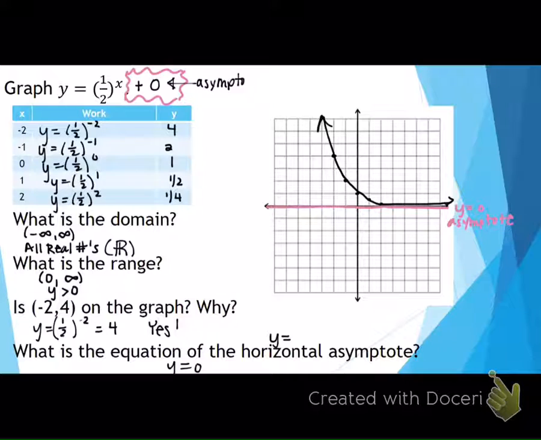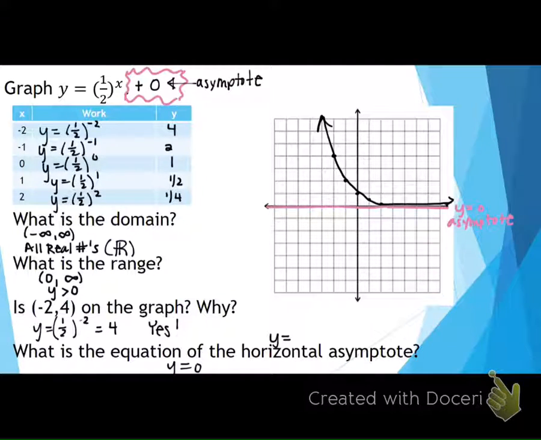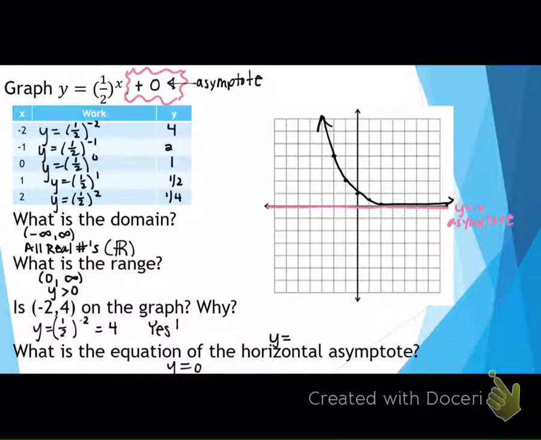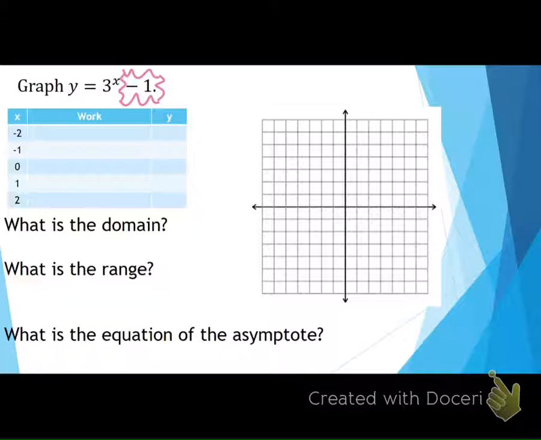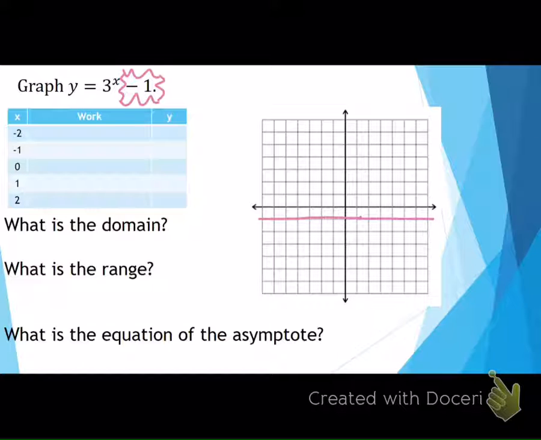Everybody will be fine with plugging it into their calculator except one person. For the next one, you can type it exactly how you see it. I will have to work with you for a second here. But the next one does have subtraction at the end. That's your asymptote. This time we have a horizontal line through -1.